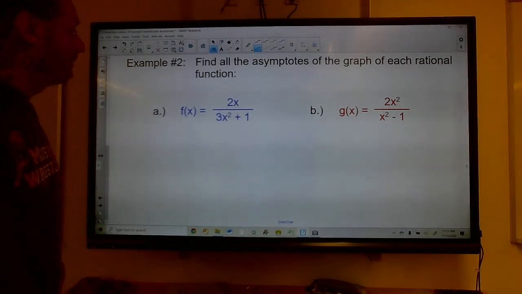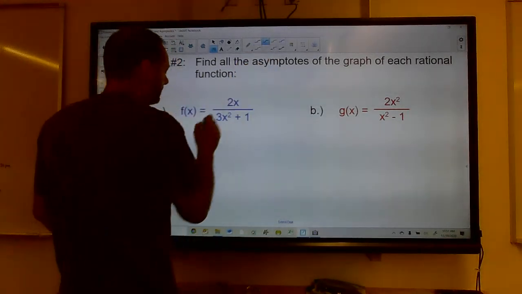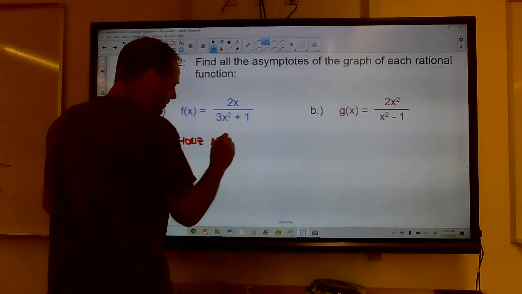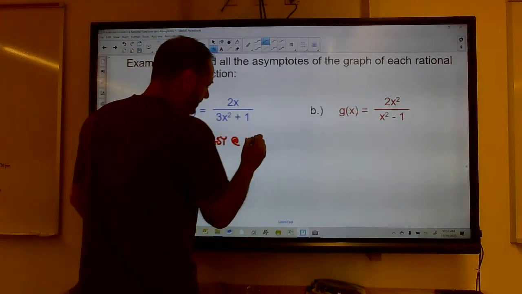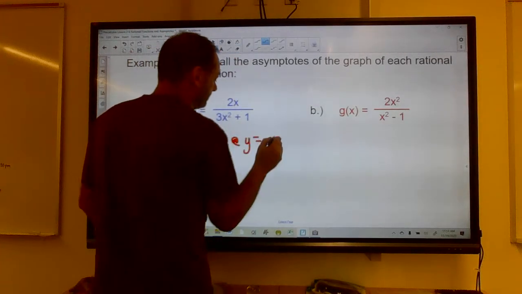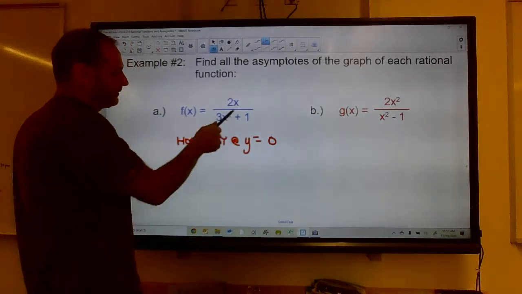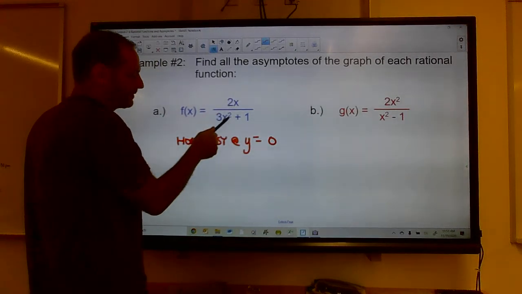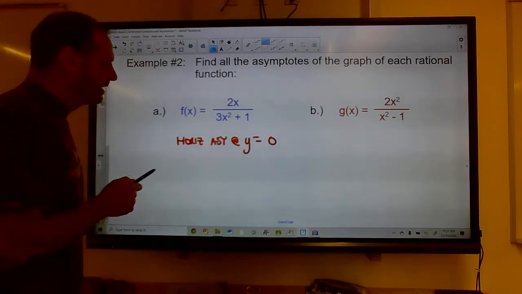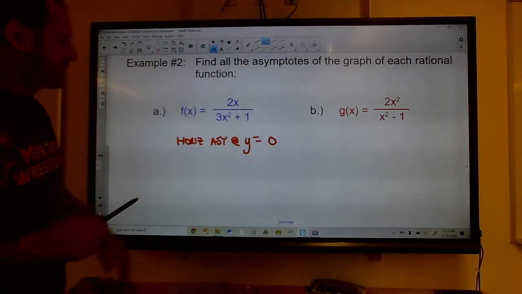Okay, it does have a horizontal asymptote. It has a horizontal asymptote at y equals 0. Now, why is it y equals 0? I'm degree 1 on the top, I'm degree 2 on the bottom. That means this is going to grow much faster than this is, and therefore this is going to shrink to 0.